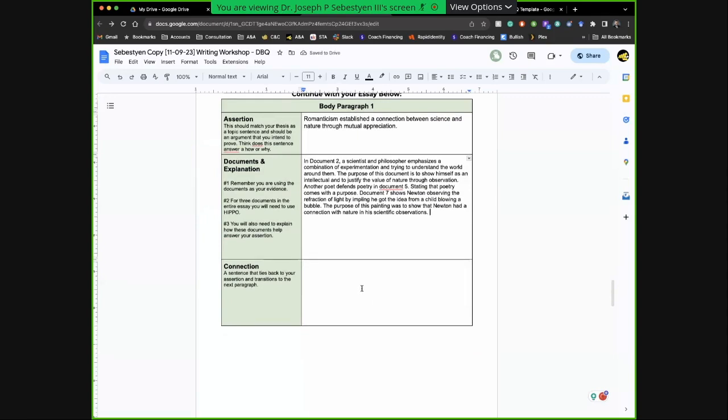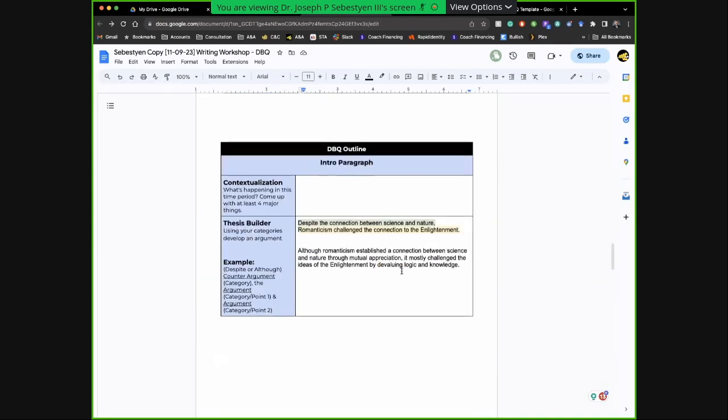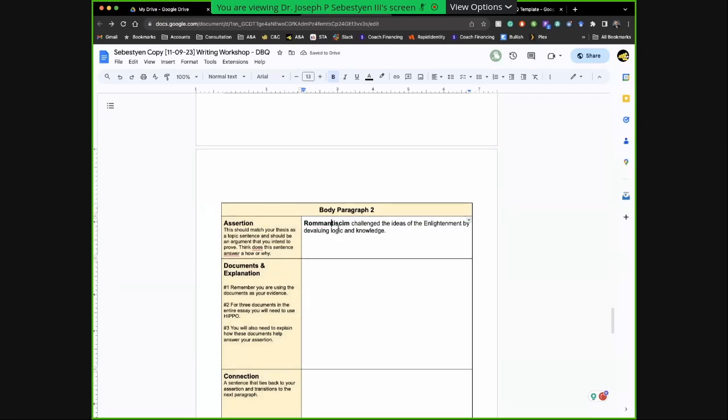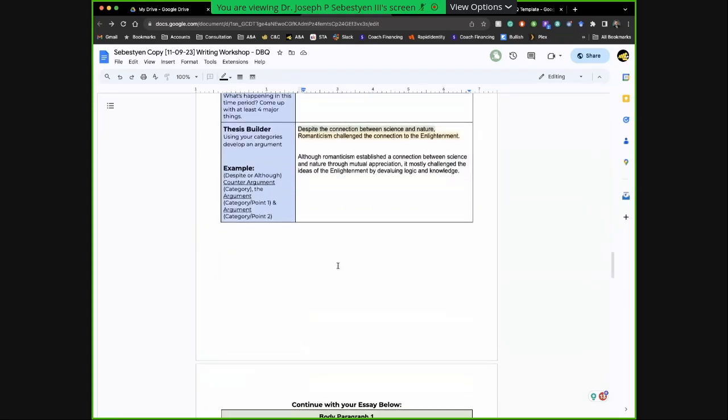So you would just go back and forth with that, right? You're just adding your argument here. You want to draw this out a little bit more, connect it, and then go to paragraph 2, which is romanticism challenged, okay? And then we bring those documents down and so forth. Where are we at with this?